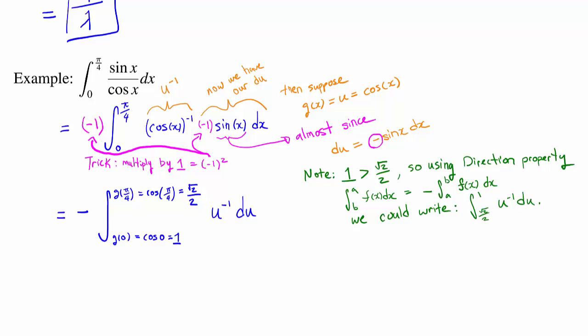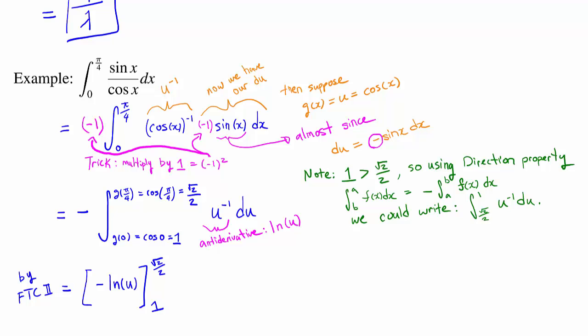Let's say we didn't do that. Instead, we just go ahead with this integral. That's also fine. The antiderivative of 1 over u is just ln u, because the derivative of ln u is 1 over u. And so what we're left with by the fundamental theorem of calculus is that we're evaluating minus ln u positively at root 2 over 2 and negatively at 1. So we get minus ln of root 2 over 2 minus ln of 1, but ln of 1 is 0. So we just have minus ln of root 2 over 2, and that is just 1 over root 2.